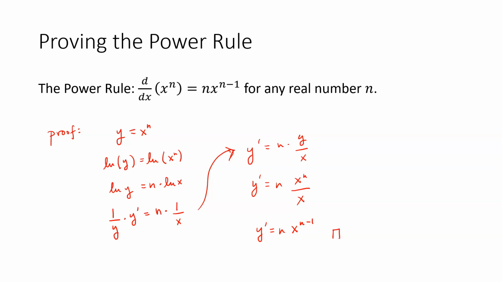We've proved the power rule. And in this case, we were able to assume that n was any real number. There was nothing that we did here that made us need to assume that n was anything other than just some generic real number.